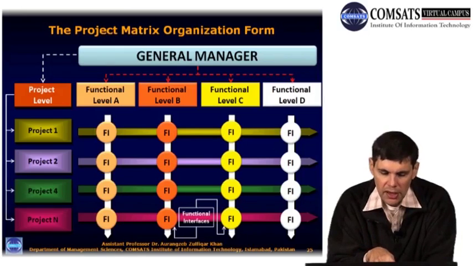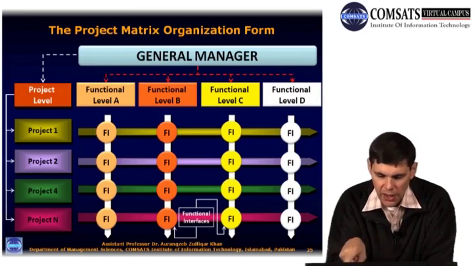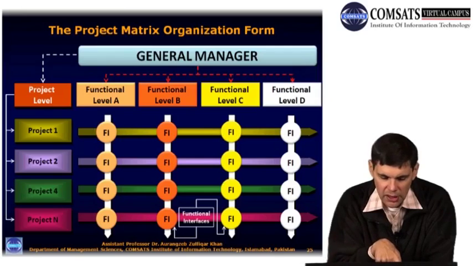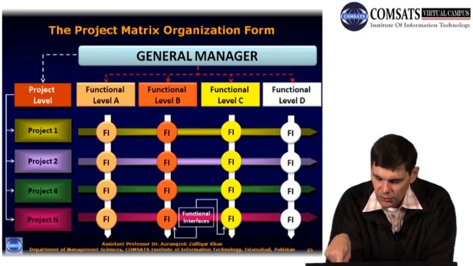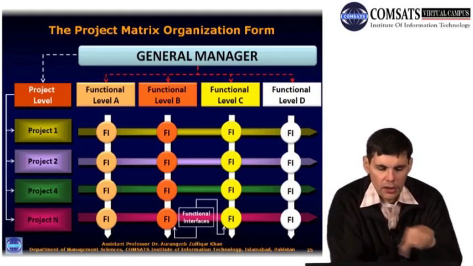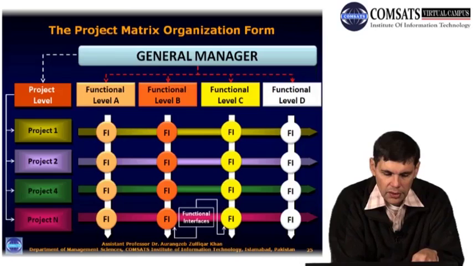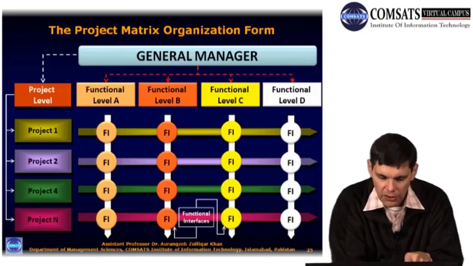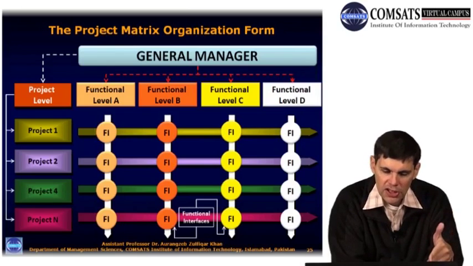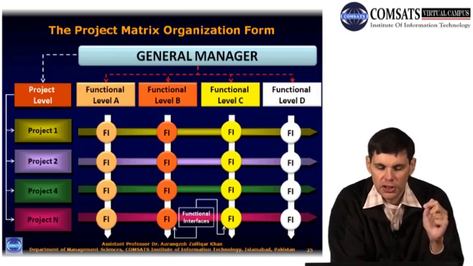On the top you have a green arrow which is going from left to right. You have then a purple arrow going from left to right. You have then a darker green arrow from left to right, and here you've got a lilac sort of arrow going from left to right. And then wherever the project intersects with the functional level, you have these circles, FI, that is the functional interface, the interface between the project and that particular functional level.